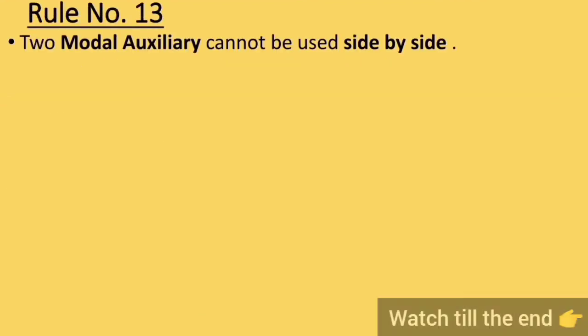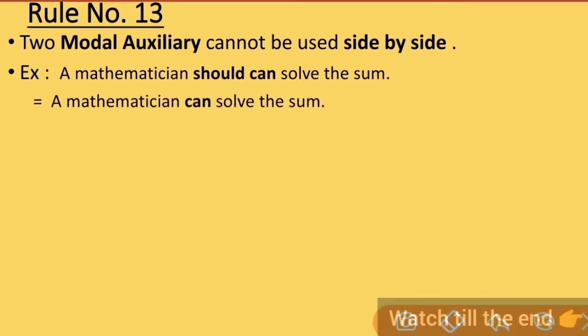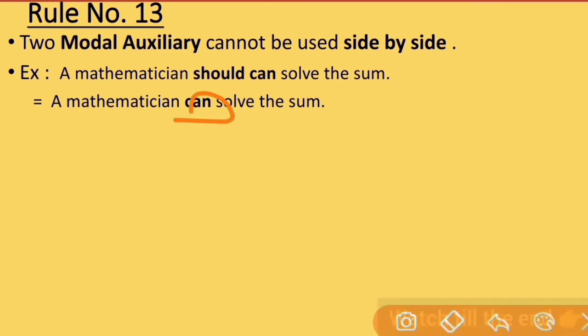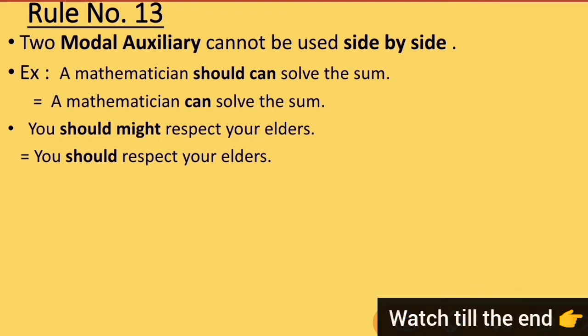Next, rule number 13. Two modal auxiliaries cannot be used side by side. For example, here should can. Both are modal auxiliaries, so they cannot be used side by side. We can use only one. Okay. Here are some other examples. Should, might. This is wrong. It will be should.